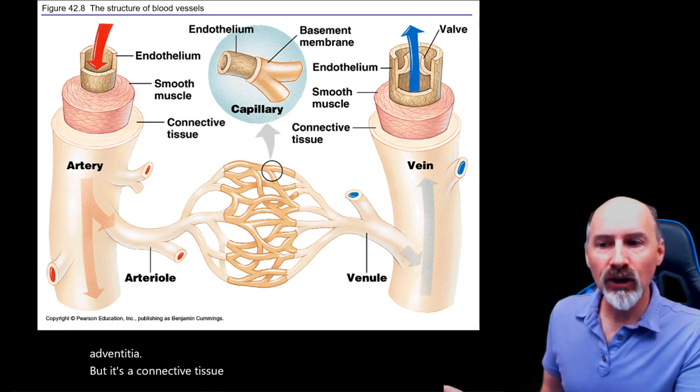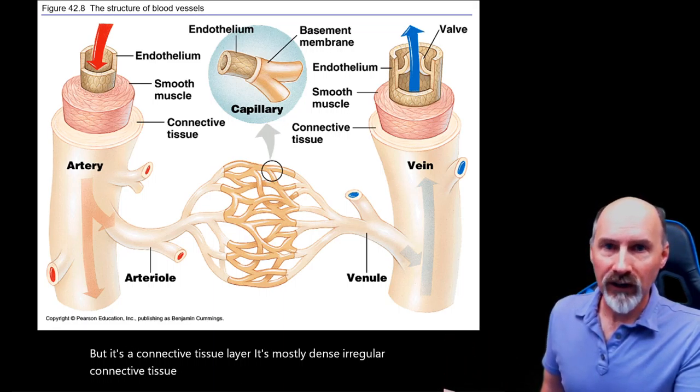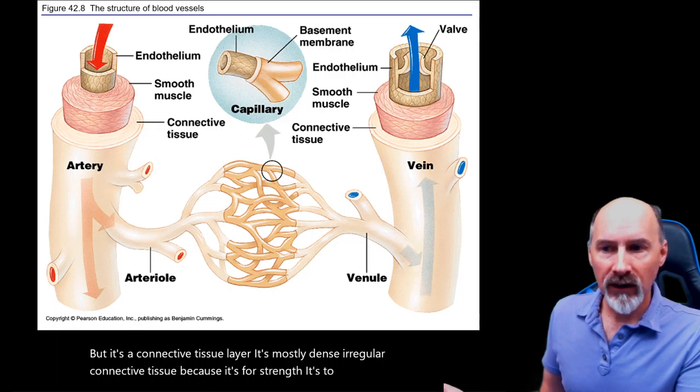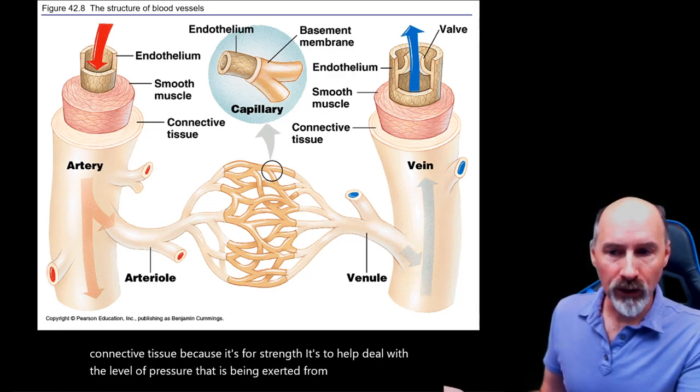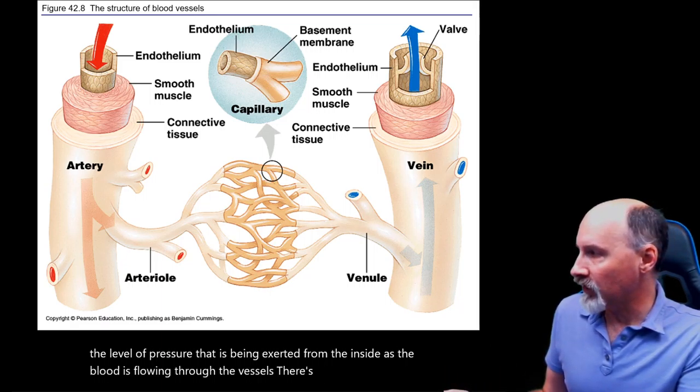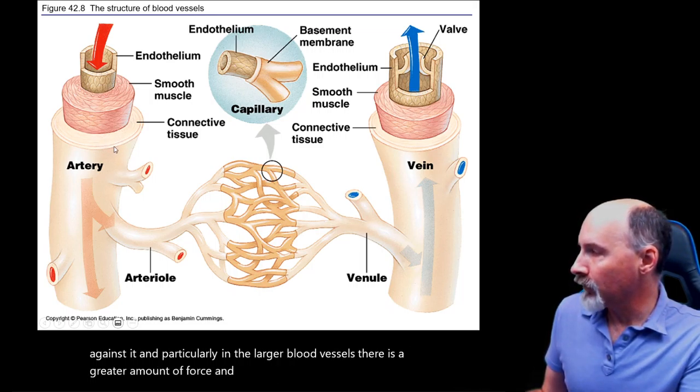It's mostly dense, irregular connective tissue because it's for strength. It's to help deal with the level of pressure that is being exerted from the inside. As the blood is flowing through the vessels, there's a lot of force pushing against it, and particularly in the larger blood vessels, there's a greater amount of force, and so we need a reinforcing layer.